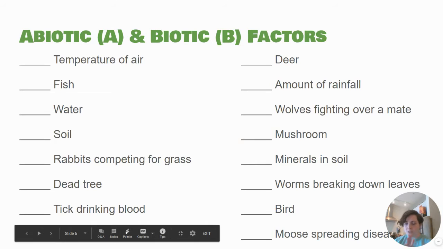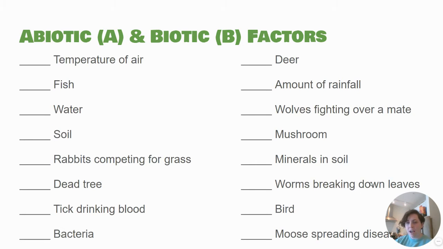All right, so some practice for you guys. You have a page full of examples of abiotic and biotic factors. And I want you to take a couple minutes and see if you can label these. So if it's non-living, you'll put an A next to it. If it is a living factor, you'll put a B to stand for biotic. Pause the video, do this, and when you're ready, I'll show you the answers.